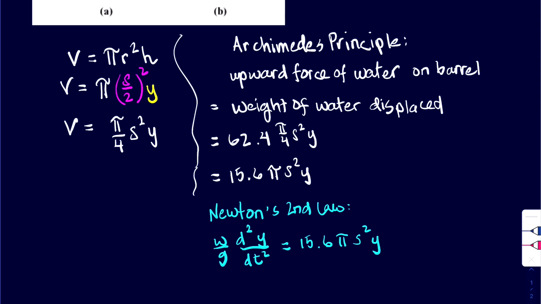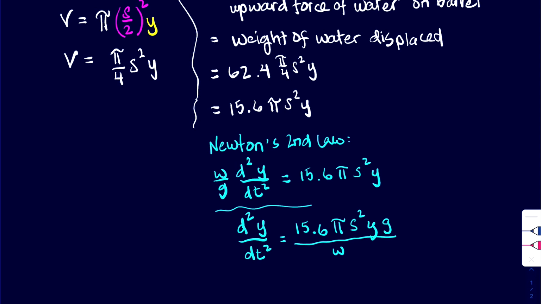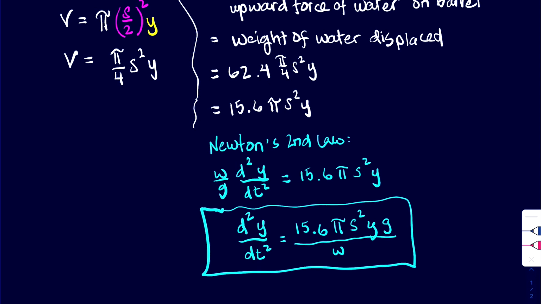We can set that equal to 0 if we want. Actually, in the actual question, the second derivative was isolated. So we end up getting the second derivative of y with respect to t is equal to 15.6 pi times s squared y times g all over W. And we're all done. That will be our final result.